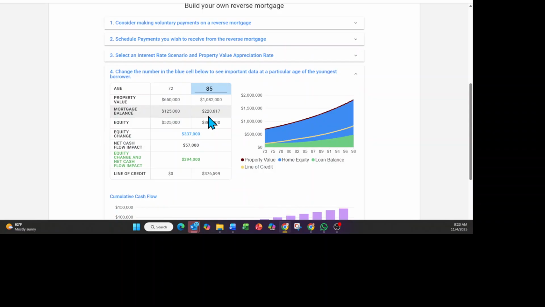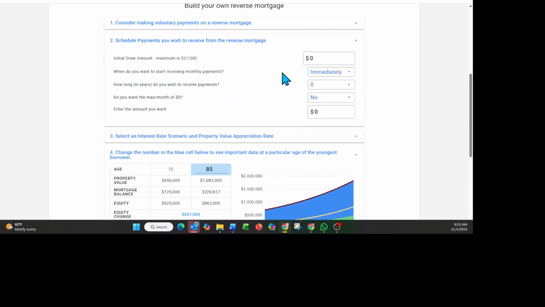Most people get a reverse mortgage because they'd like to actually access some of the equity in their home. So what if they want to receive money from the reverse mortgage? Well, at the beginning, the most they could receive in this scenario is $27,000. Let's say they've got a $15,000 balance on that car loan, so we're going to pay that off. And then they say, okay, I'm going to make payments for 10 years, and then let's say in 13 years, I decide I want to receive money.